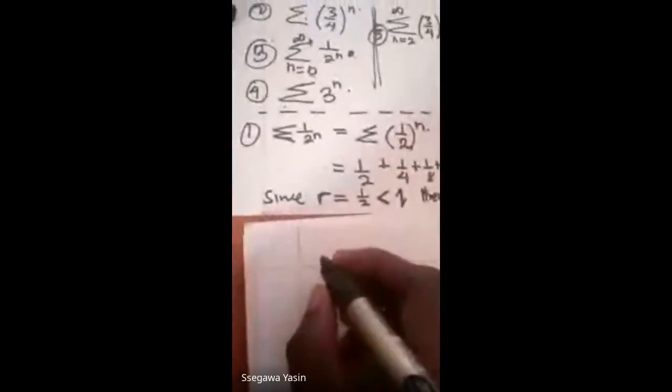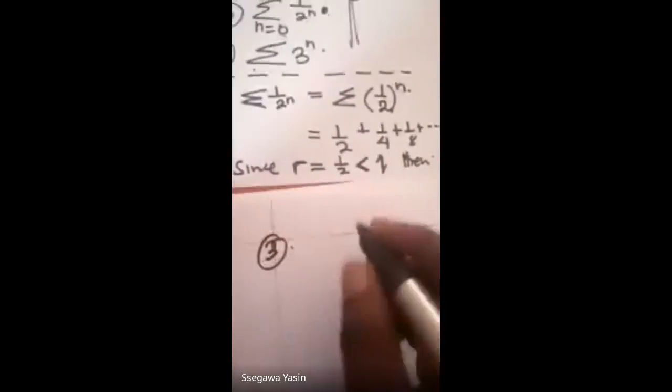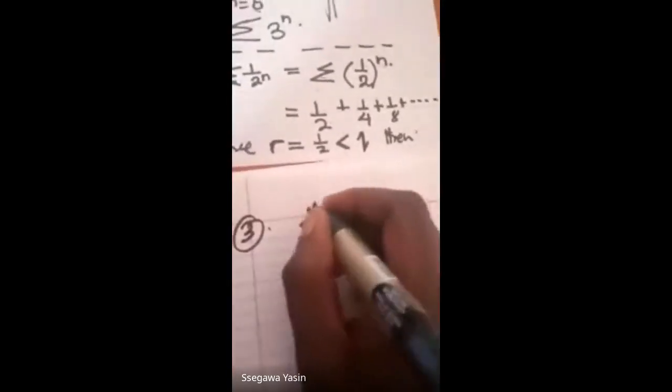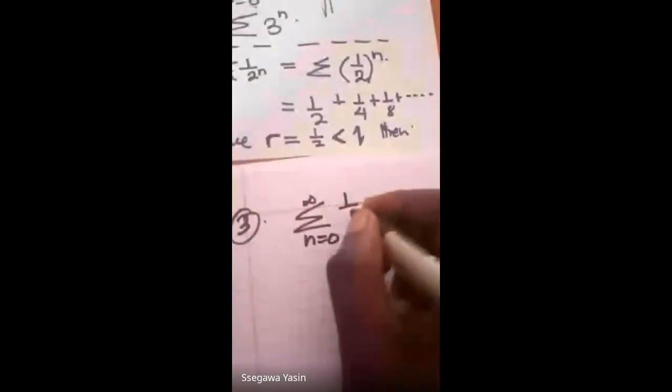Now, for number 3, we are summing up from n equals 0 to infinity of 1 over 2 to the n.